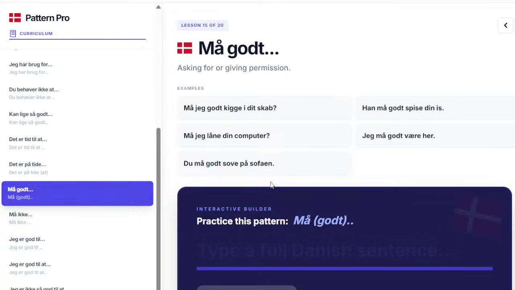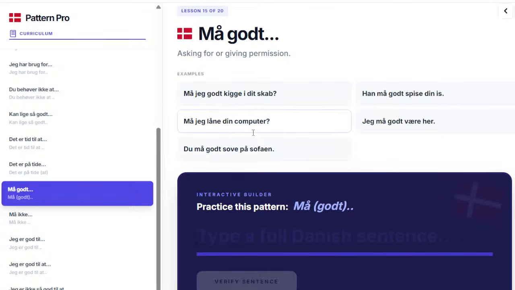Må godt. Må godt is of course may. Like you can, you may. It's okay, go ahead. Må jeg godt kigge i dit skab? May I look in your closet or cabinet? Må jeg låne din computer? That's, hey man, can I? Your computer. Du må godt sove på sofaen. You may sleep on the couch. Han må godt spise din is. He may eat your ice cream. And by the way, what a crazy sentence. Man, this is my ice cream. No.